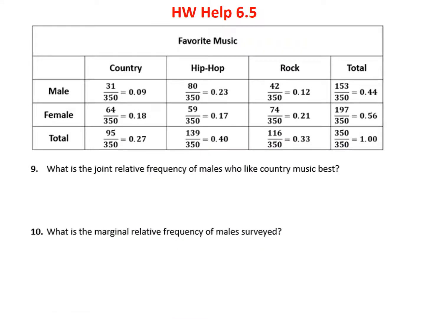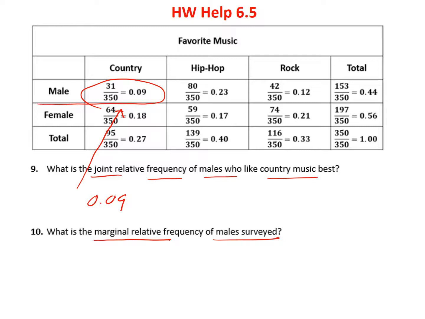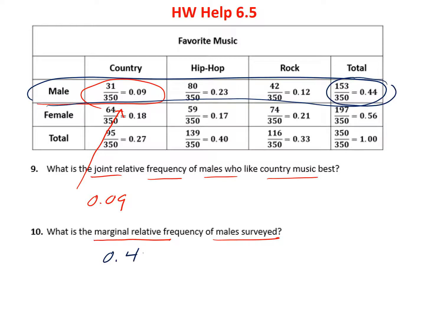And now, having completed that table, we're going to ask a few questions. What's the joint relative frequency of males who like country music? So males who like country music, right there, 0.09, that's our answer. On the other hand, what's the marginal relative frequency of males surveyed? That again is going to be a total of my males. So I'm looking over here at the total of the column, and that's going to be 0.44, and I can just look that up in my column there. Marginal, in the margin, only talking about men. Joint relative frequency, men and country, and that's our relative frequencies.